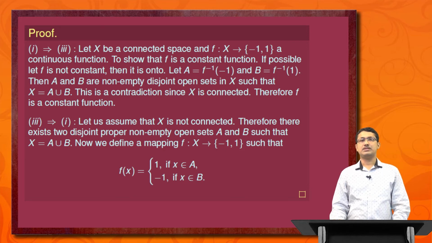And finally, 3 implies 1. Let us assume X is not connected. Therefore, there exist two disjoint proper subsets, obviously both of them open sets, call them A and B, such that X can be expressed as A union B. Now we define a mapping f from X to {plus minus 1} such that f(x) is equal to 1 if x belongs to A and f(x) equals minus 1 if x belongs to B. Then obviously this mapping is a continuous mapping.